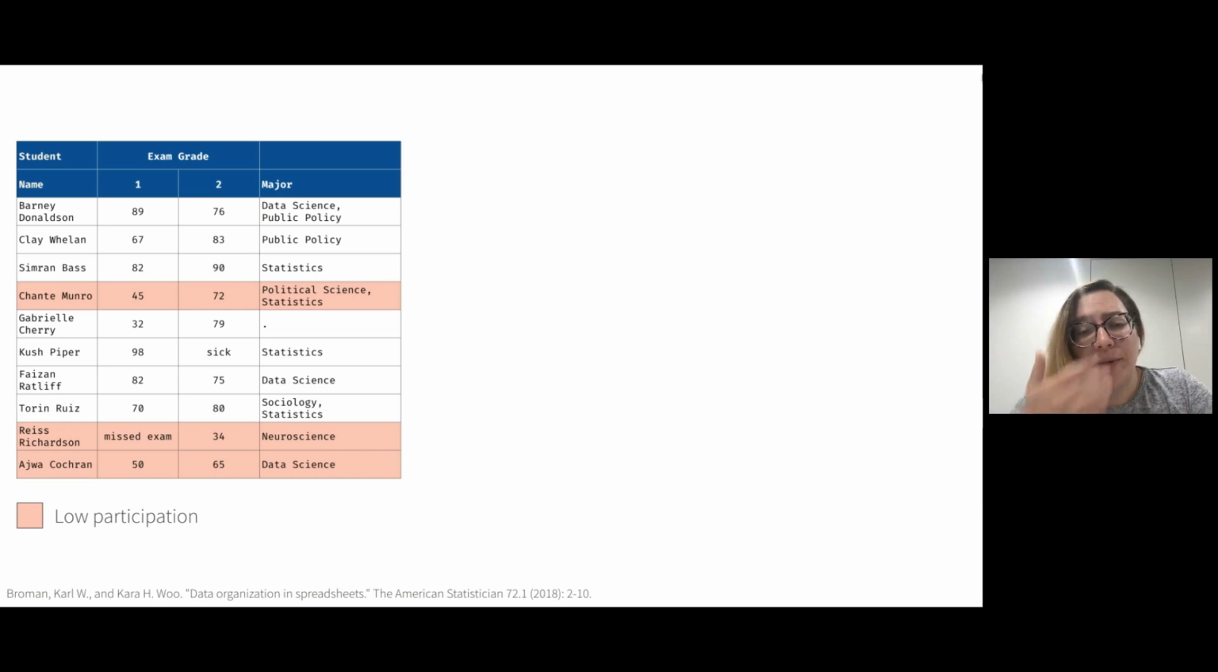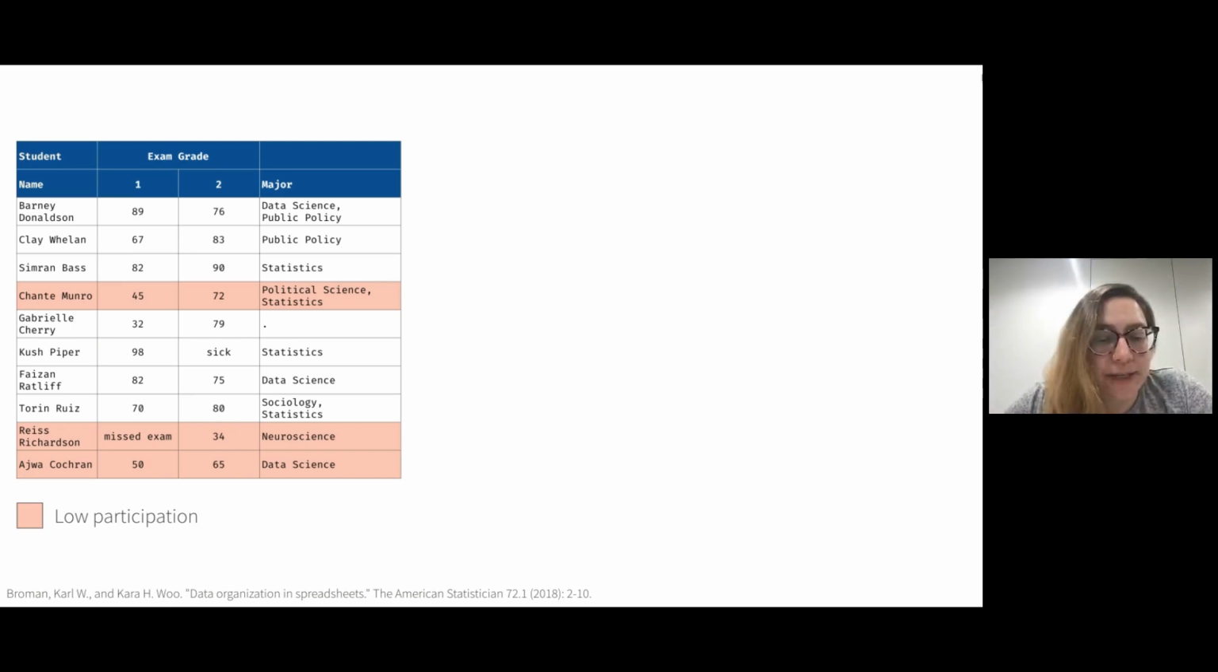But what I've done here is there's some of the majors that are unknown. So Gabrielle Cherry, the person at row 5, I don't know what their major is, so there's a dot there. One person was sick for one of the exams, another one missed it. Is there a difference between these two? I don't know. And I've also used coloring to say these are students I kind of have my eye on. They haven't been participating much. Maybe I want to check in on them.